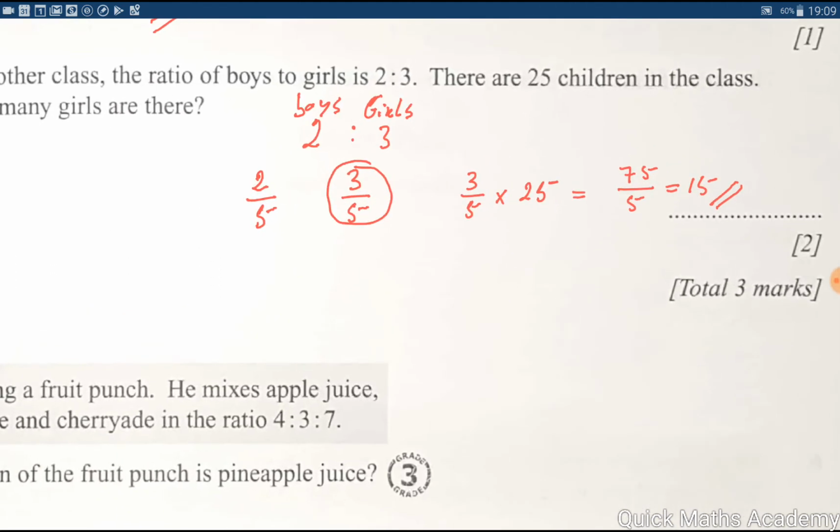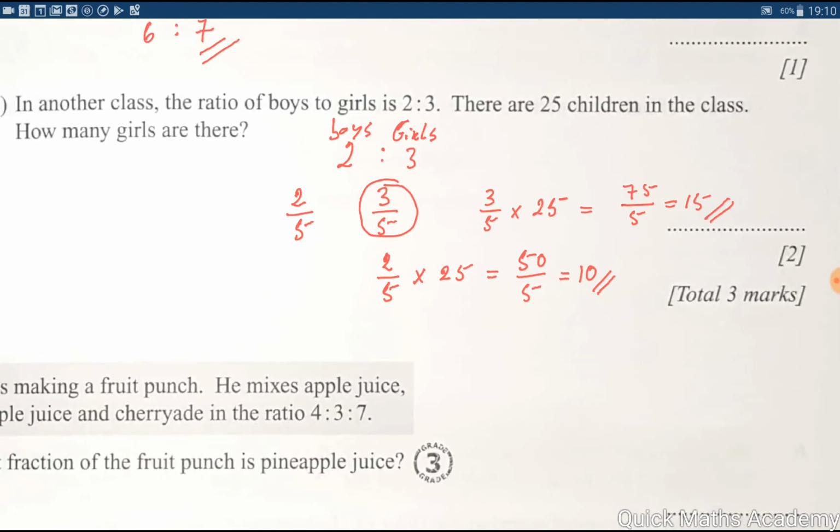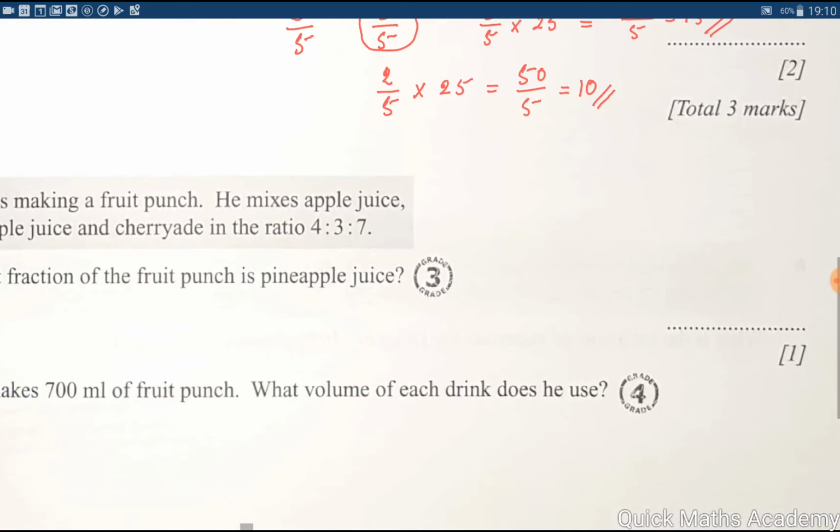We can project the same train of thought to find out the number of boys. Let's do it, just for fun. To find out the boys, I do 2/5 times 25, which is 50 divided by 5. That will give me 10. So I will have 10 boys and 15 girls, and as you can see, 10 plus 15 gives you the 25 children in the class. Let's move to the next one.